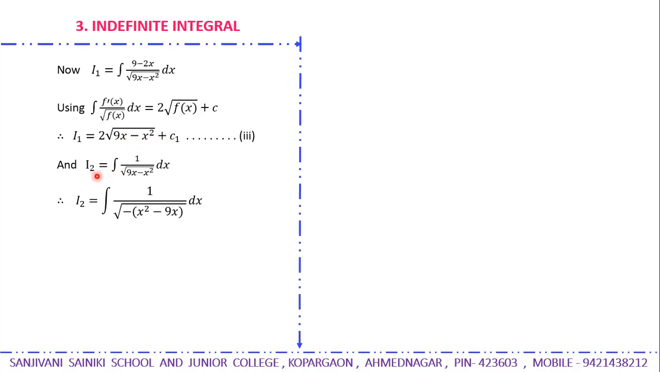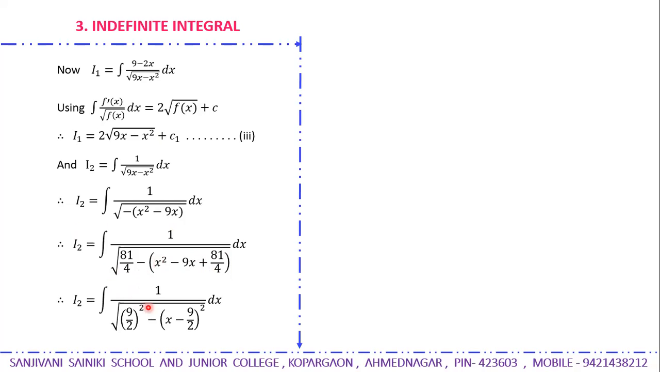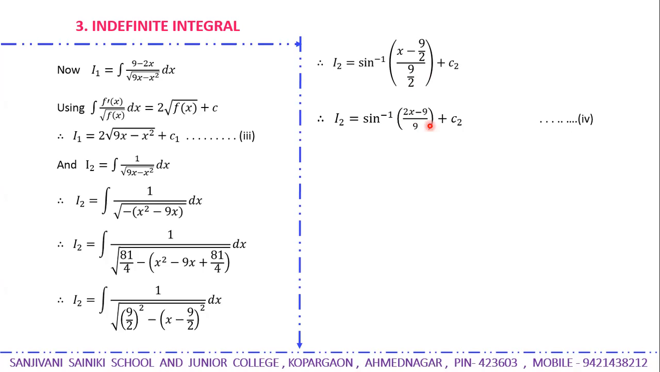Now take the second integral and make the complete square in the denominator by adding and subtracting 81 upon 4, that is, the square of half the coefficient of x. So we get I2 as the integral of 1 upon root (9 by 2) bracket square minus (x minus 9 by 2) bracket square. It is in the form of 1 upon root a square minus x square, and its integral is given by sine inverse of x by a. So use that formula and simplify it. We get I2 as sine inverse of (2x minus 9) upon 9 plus c2.